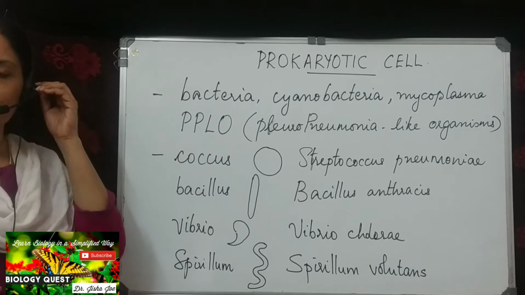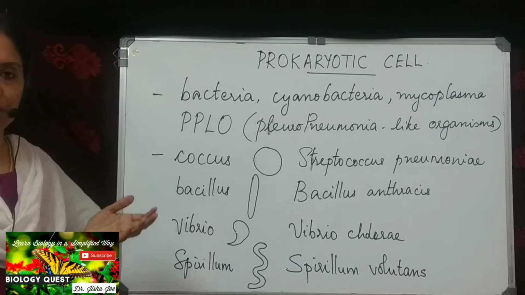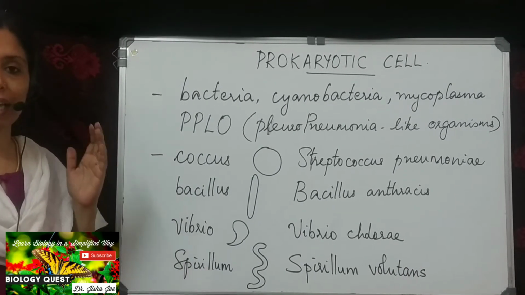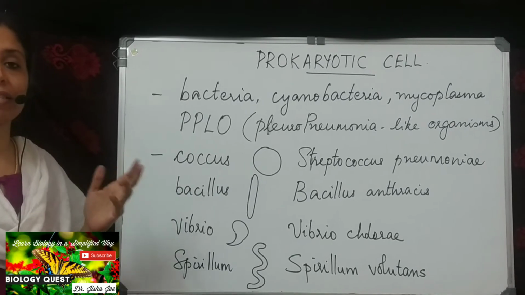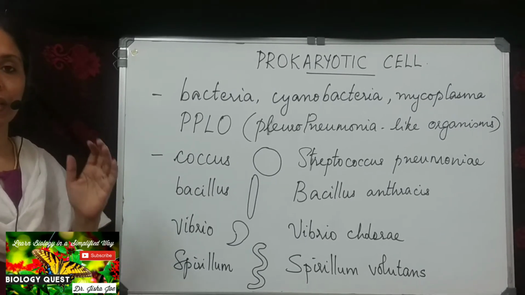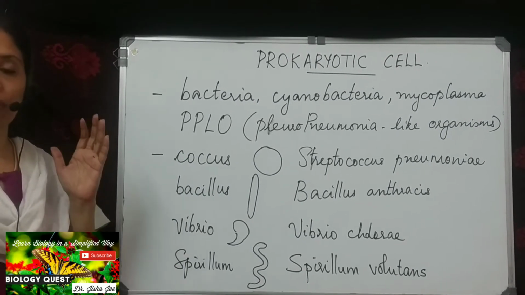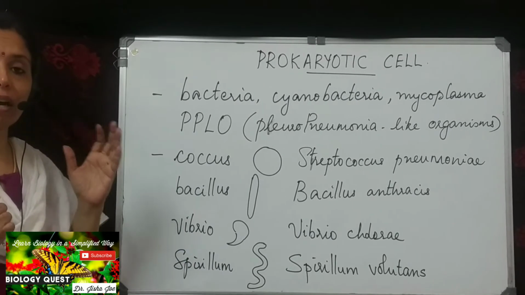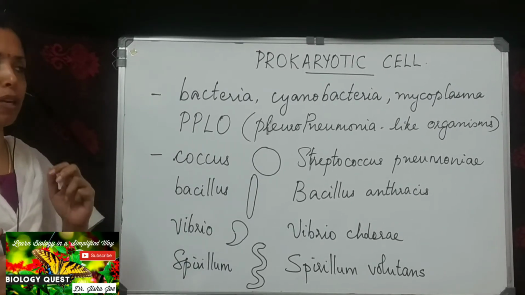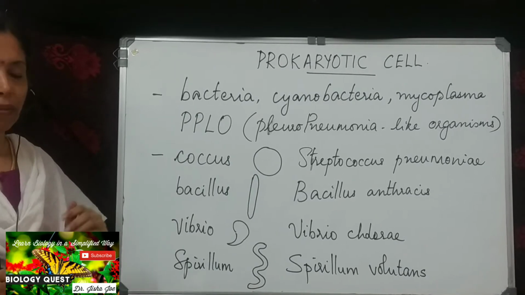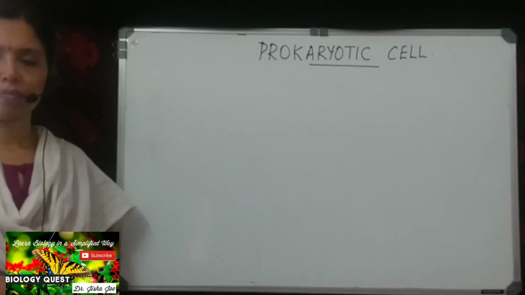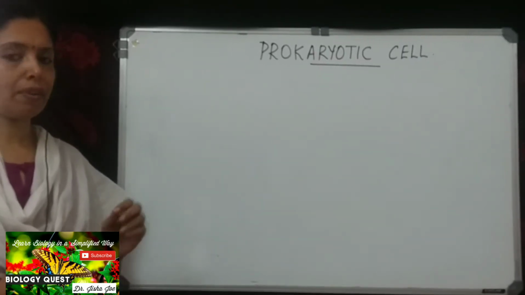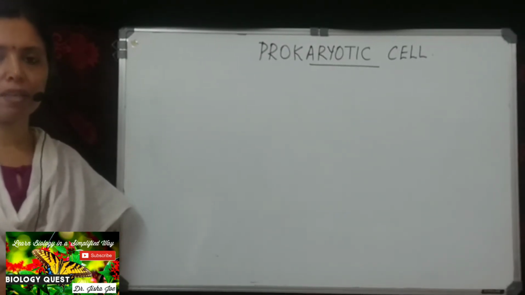And even though they have different shapes and they live in various types of habitats, the regular body organization or the cellular organization is the same in all prokaryotes. That is what we are going to see now. We will have a general look at the prokaryotic cell.